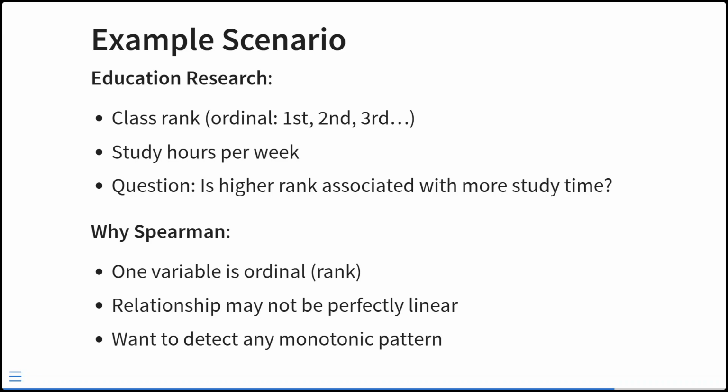These are example scenarios in educational research, whereby the class rank, we have position in the class rank, then the data is ordinal from first, second, third up to the last position. You can see this data is not continuous, but it is ordinal. We also have the study hours per week. So the question is, is rank associated with more study time?